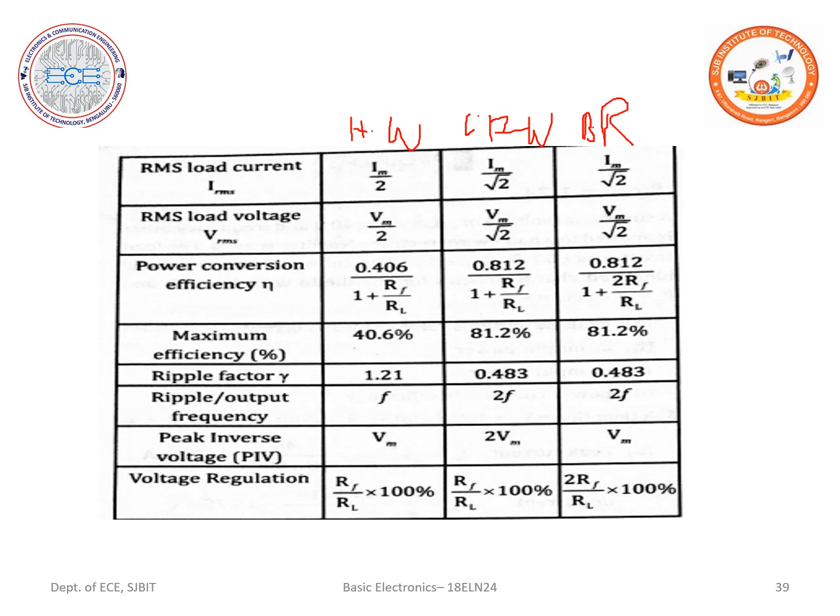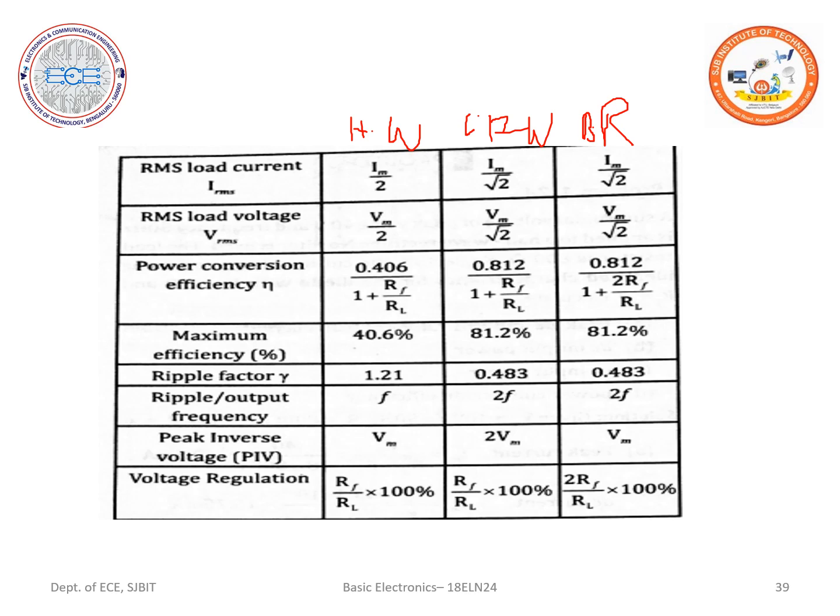So when we look into this, my IRMS, or the RMS load current, is equal to Im by 2 for the half wave rectifier, and for the center tap full wave rectifier it is Im by root 2, and for the bridge wave rectifier it is Im by root 2. And when we come to the VRMS, that is the RMS load voltage, we have Vm by 2 for the half wave, Vm by root 2 for the center tap full wave rectifier, and for the bridge rectifier it is Vm by root 2.